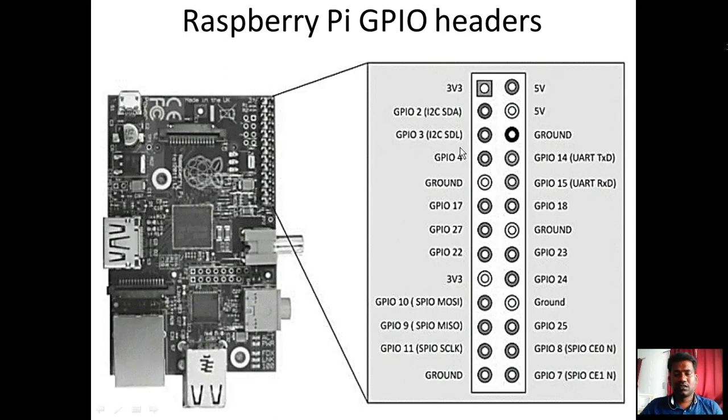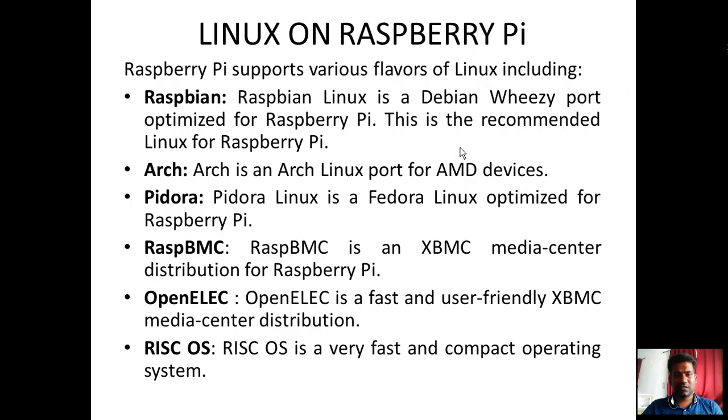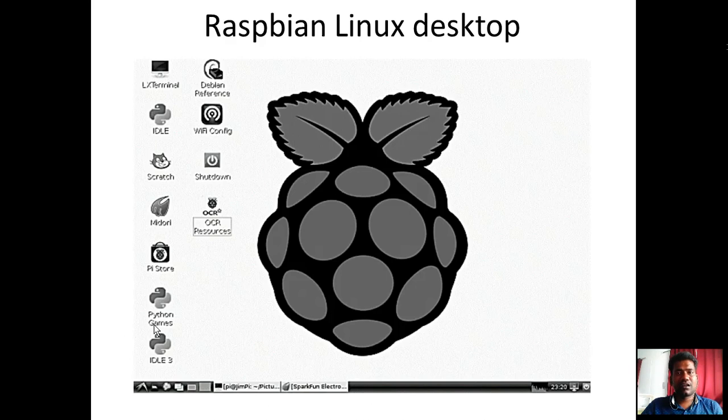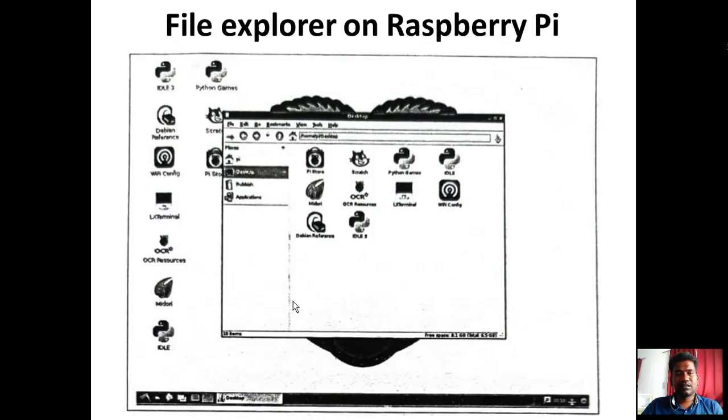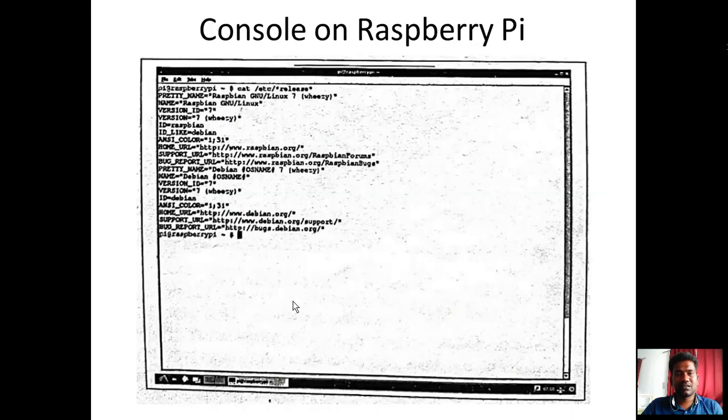It can work with different kinds of Linux OS: Raspbian, Arch, Pidora, RISC OS, XBMC, OpenELEC. It will operate on different kinds of operating systems. This is the general layout of the Linux Raspbian desktop. This is the file explorer on the Raspberry Pi, the console of the Raspberry Pi. These are all the settings of the Raspberry Pi configurations.